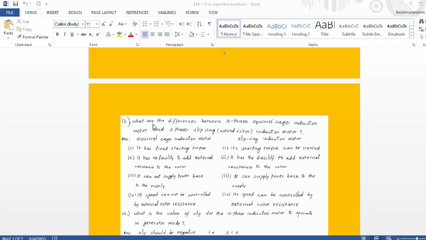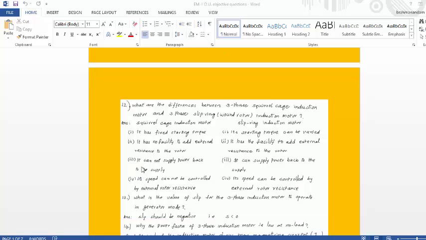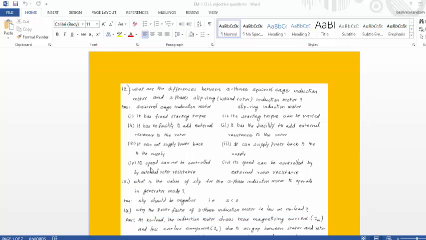Next, 12th question. What are the differences between three-phase squirrel cage induction motor and three-phase slip ring induction motor? Answers: squirrel cage induction motor, and here it is slip ring induction motor. So under squirrel cage induction motor, first point is it has fixed starting torque. Second point, it has no facility to add external resistance to the rotor circuit. And coming to the third point, it cannot supply power back to the supply. Fourth point, its speed cannot be controlled by external rotor resistance.